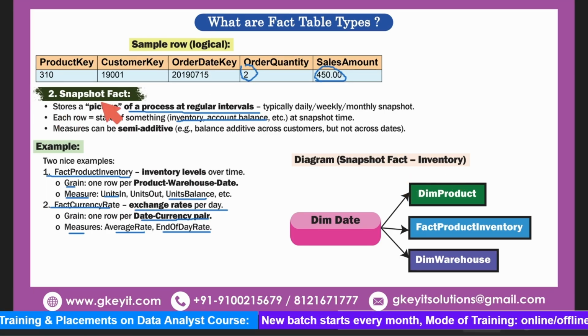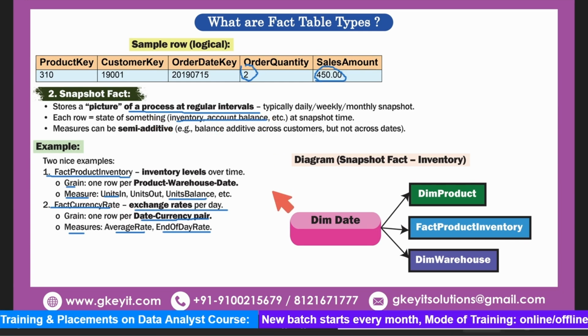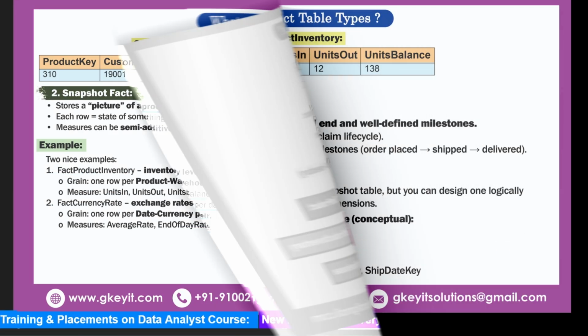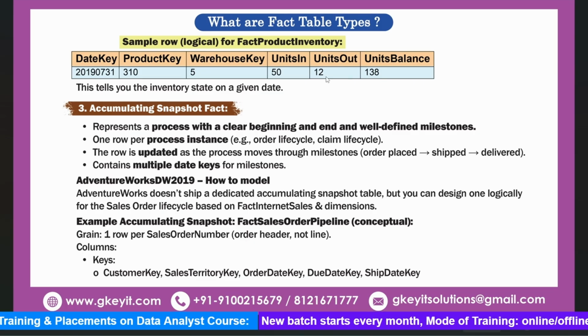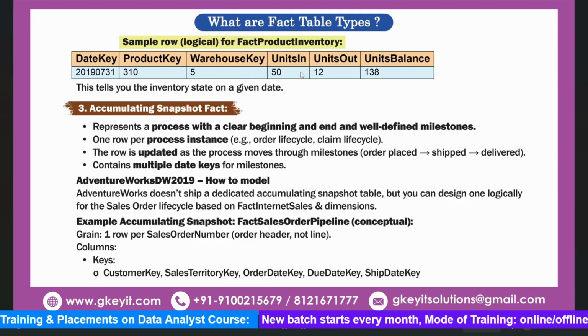Like this, snapshot fact stores a picture of a process at regular intervals. It might be daily, weekly, monthly snapshots. And here coming to the example, there is a record that you can see here: date key, product key, warehouse key, units in, units out. These are the total units which are out, and units balance. These are the balance available from the available units. In this way, we can have the snapshot fact, day end, month end, something like that.